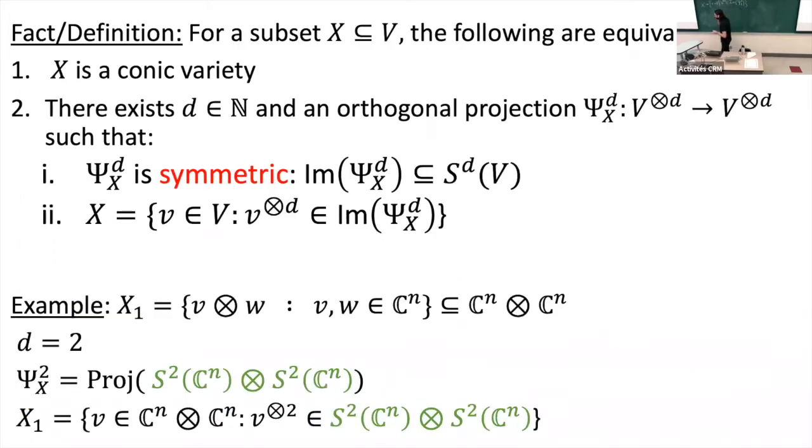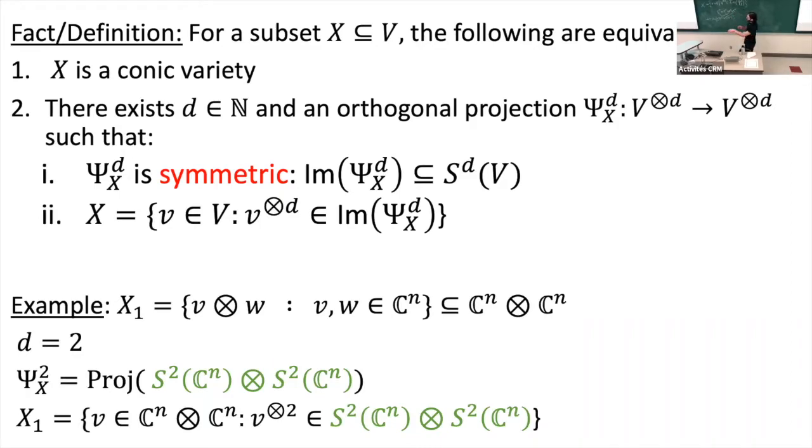For example, if X is the set of rank 1 elements of C^n tensor C^n, it's cut out by degree 2 polynomials. And you can take psi to be the projection onto S^2 of C^n tensor S^2 of C^n. So this is a projection onto C^n tensor C^n tensor C^n tensor C^n, and if we take 2 copies, I'm taking an S^2 of C^n tensor S^2 of C^n, and this is like this guy and this guy. So this is psi, the projection onto this.